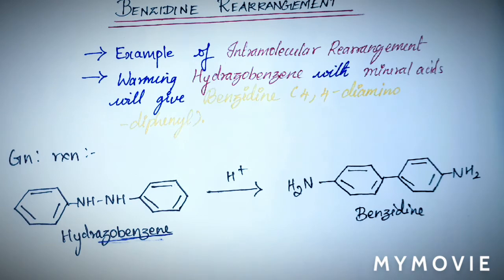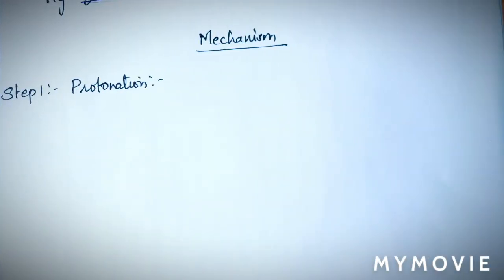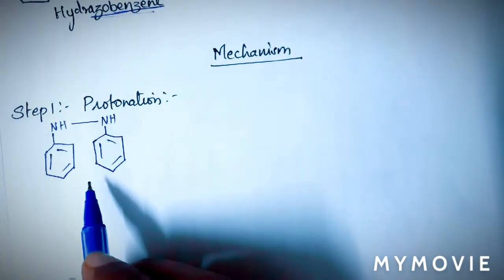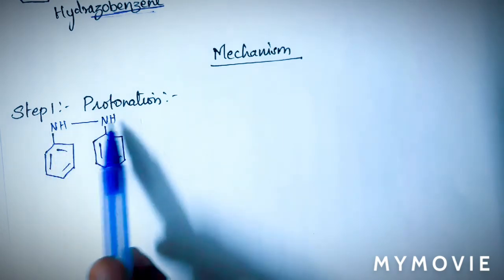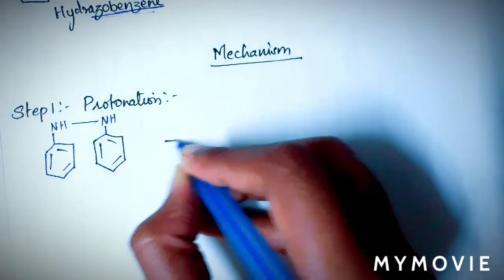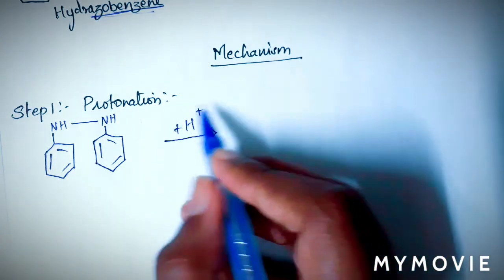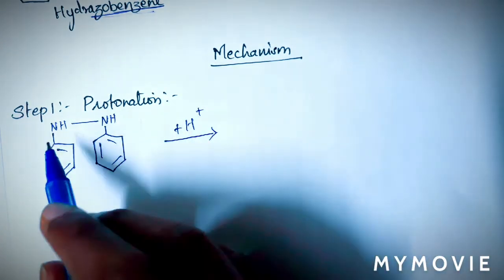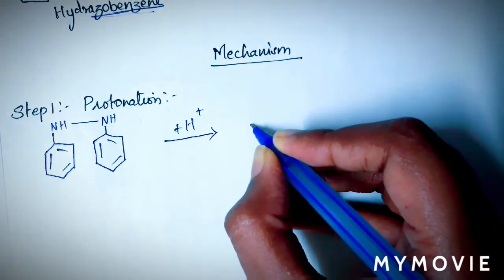Let's look at the mechanism for this reaction. First step in the mechanism is called protonation. We know that protonation is the basic addition of a proton. It's hydrazobenzene with two benzene rings and NH which are linked. Now it undergoes protonation, plus H plus. This proton is going to attach itself to both the nitrogen atoms. So both the nitrogen atoms will be protonated.